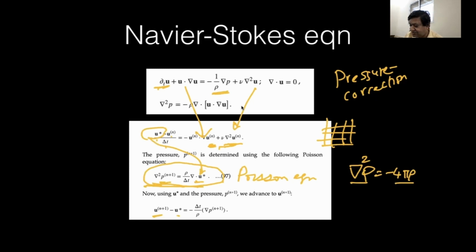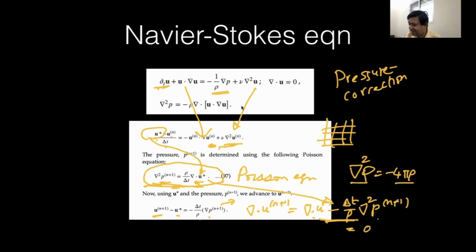Once we have the pressure, we can now get un plus 1. So un plus 1 minus u star equals delta t by rho grad Pn plus 1. Now it's a magic in some sense. If I take a divergence of this equation, divergence of un plus 1 equals divergence of u star minus delta t by rho Laplacian Pn plus 1. Now, what is this right hand side? From the earlier equation, divergence of u star equals delta t by rho Laplacian P. So this guarantees that the right hand side is 0.